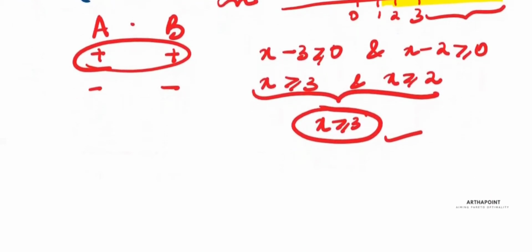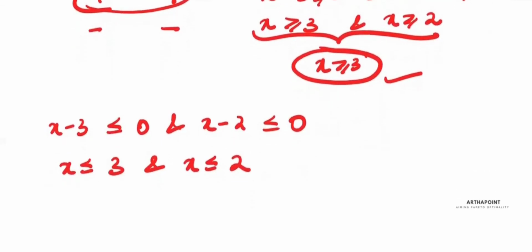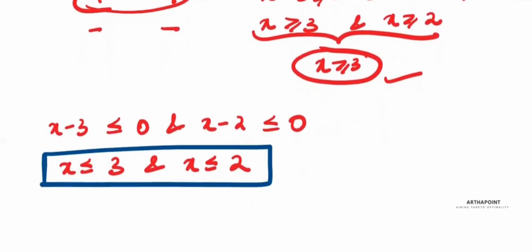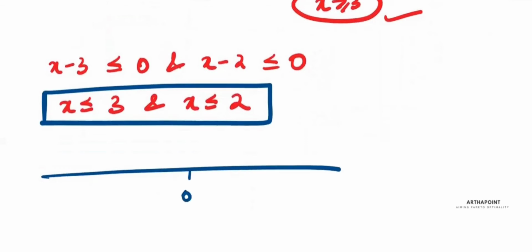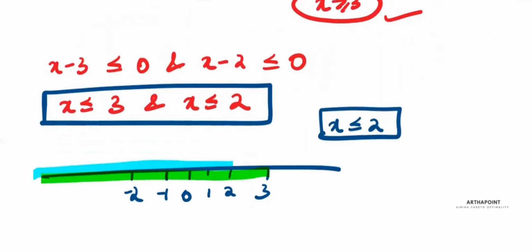When will both of them be negative? When x minus 3 is less than or equal to 0 and x minus 2 is also less than or equal to 0. x is less than or equal to 3 and x is less than or equal to 2. So from here, what do I conclude? What is the common area? 0, minus 1, minus 2, 1, 2, 3. x has to be less than or equal to 3 and x has to be less than or equal to 2. So the common area that I have is x less than or equal to 2.